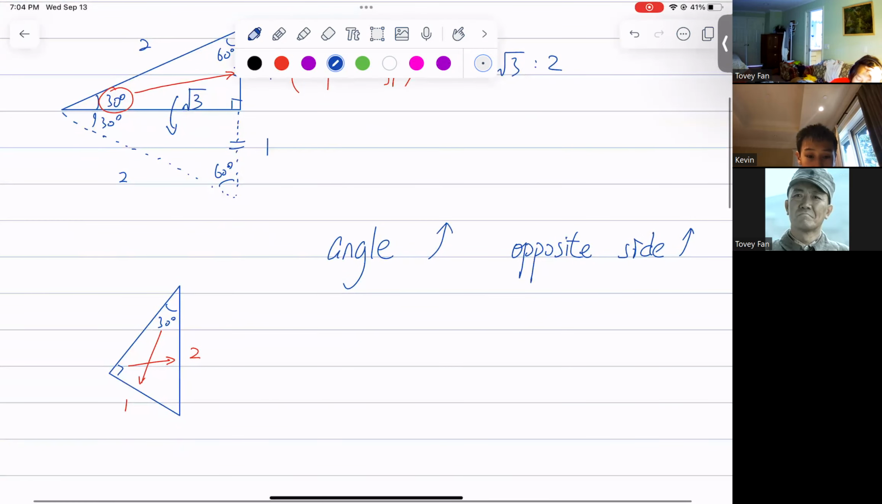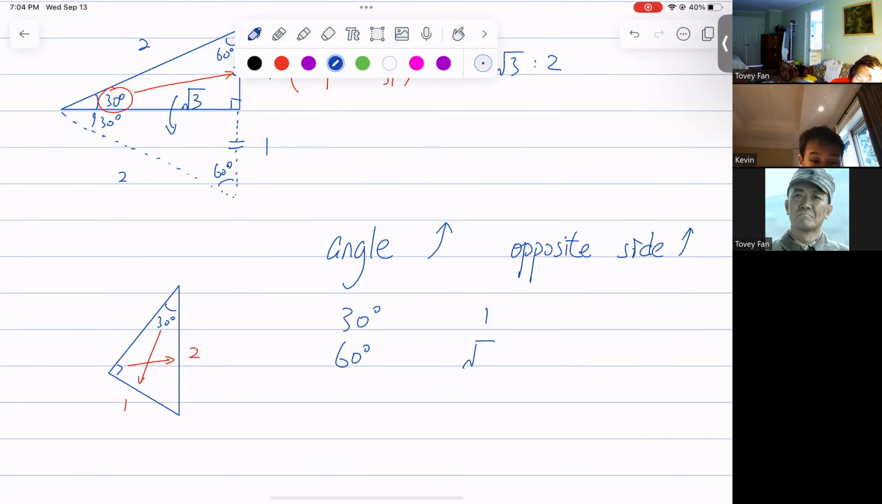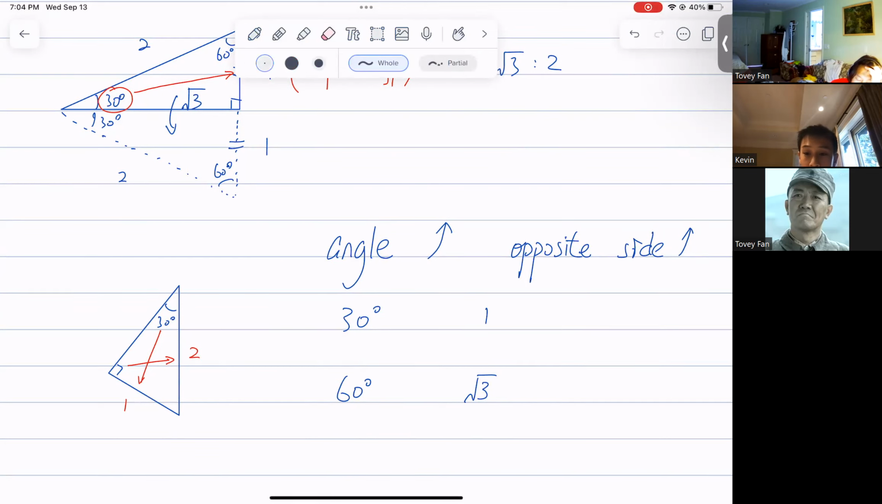So obviously for 30 degrees and 60 degrees, 30 degrees is the smaller angle, so the side opposite to it should be shorter, right? For 1 and root 3, which number is smaller? 1 is smaller, obviously. So smaller angle, 30 degrees, smaller side. Larger angle, larger side. Larger angle is opposite the larger side. Make sense? That's another way to remember this.